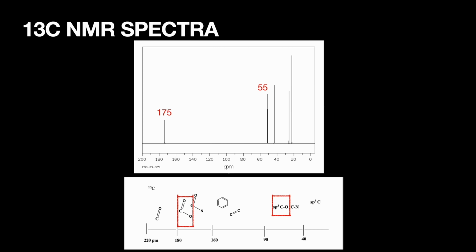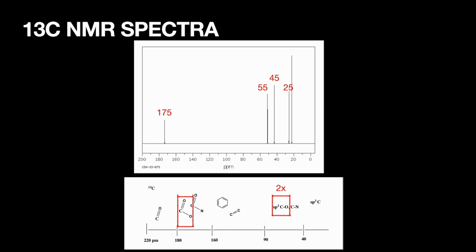It appears that there is a possible slight downshift from the predicted value. We should keep this in mind when trying to figure out how close the carbon is to a carbonyl group or an oxygen atom. The next peak measures at 45 parts per million. The same explanation applies as for our value at 55.